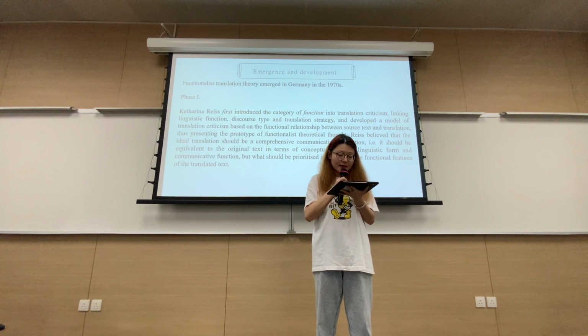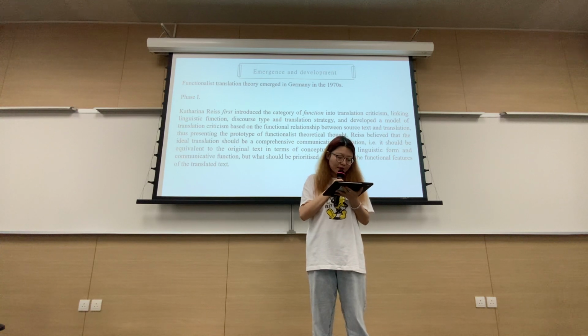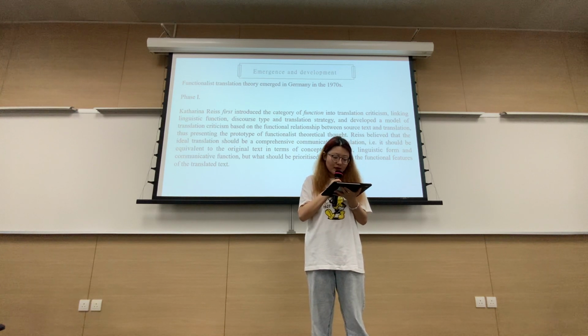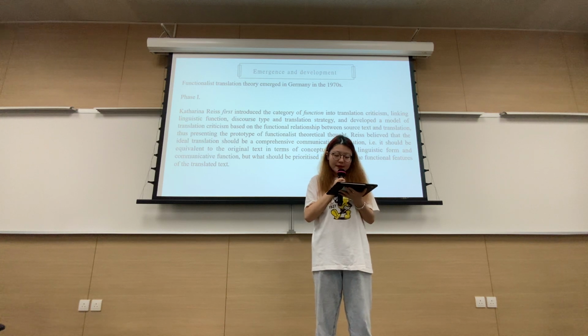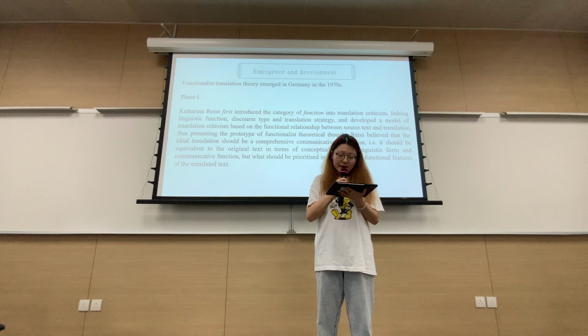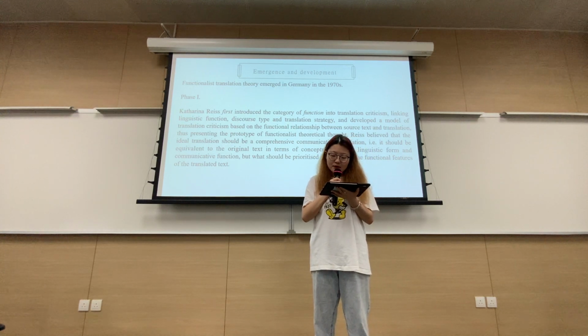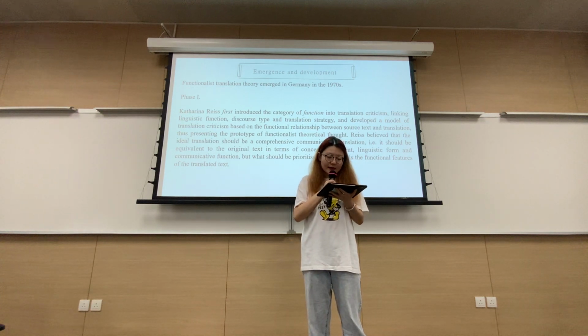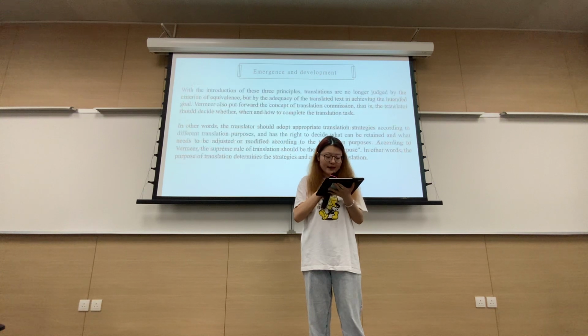She developed a model of translation criticism based on the functional relationship between the source text and translation, thus presenting the prototype of functionalist theoretical thought. Reiss believes that the ideal translation should be comprehensive, communicative translation. It should be equivalent to the original text in terms of conceptual content, linguistic form, and communicative function. But what should be prioritized in practice is the functional features of the translated text.